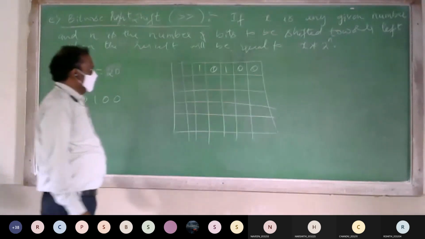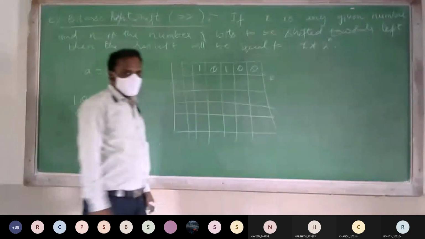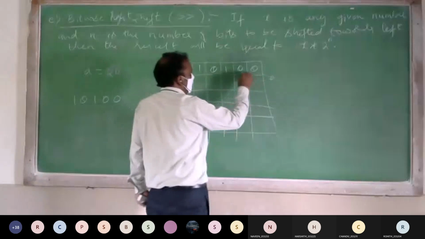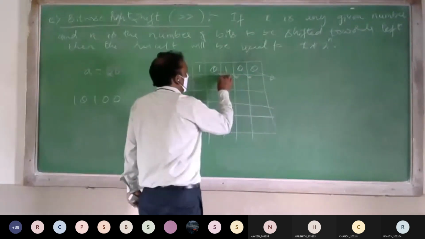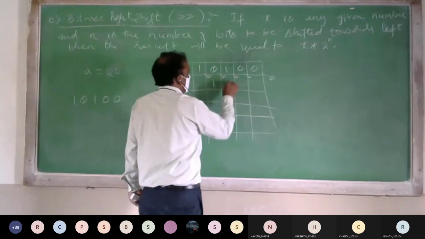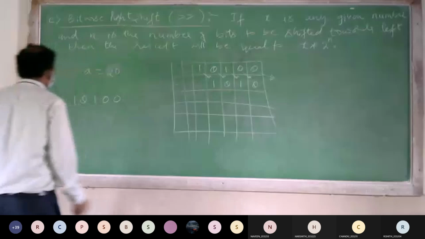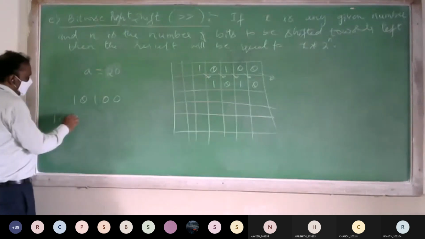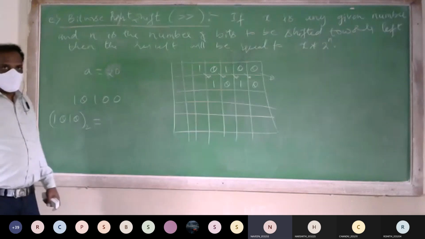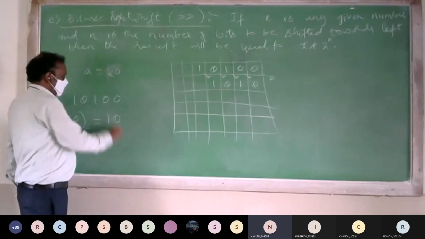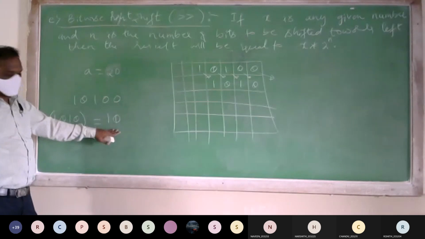Now right shift. One time you right shift means this bit will go outside. You should ignore this bit. This bit will come here, this bit will come here, this bit will come here, this bit will come here. The result will be 1010. So what is 1010 in decimal? 10. Yes, it is 10. So one time we have shifted, the result has become 10.